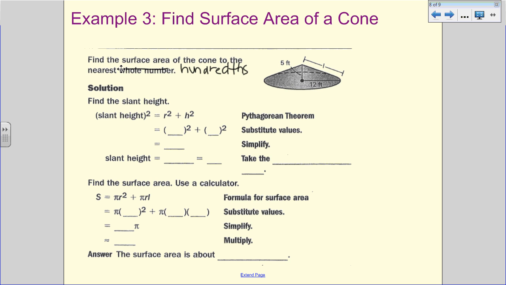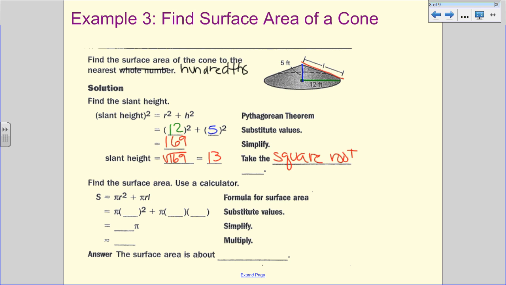So let's take a look. If you notice, we don't have L. We need to find the slant height. So we know the slant height is going to be the radius squared, which is 12, plus the height, which is 5 squared. So 12 squared plus 5 squared is 169. We've got to take the square root. And the square root of 169 is 13. So we have a slant height of 13.